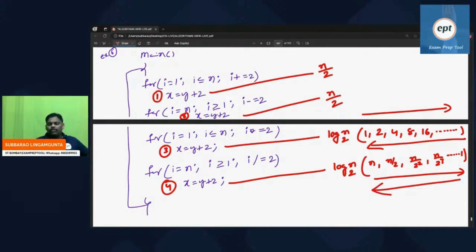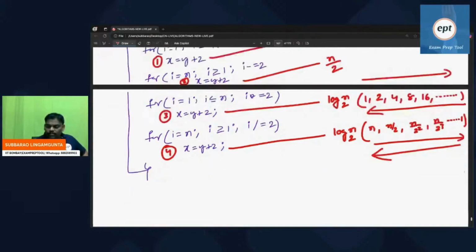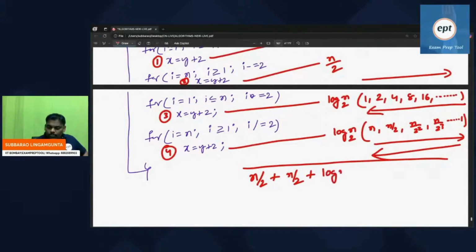From this problem, I want to explain: if you always multiply by 2, it is log n base 2. If you always divide by 2, it is log n base 2. So this is the order of magnitude of every statement. What is the order of magnitude of the total program? n by 2 plus n by 2 plus log n base 2 plus log n base 2.